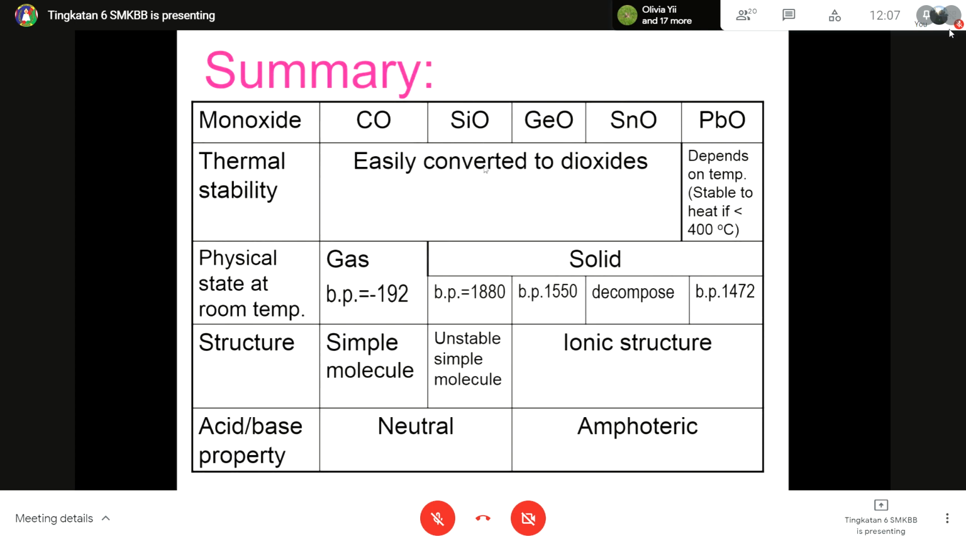Okay, physical state, of course, the rest are all solid except CO is a gas, isn't it? And then structure, of course, well, SiO in gas form definitely is a simple molecule lah, but you need to know lah, SiO at gas over 2000 degrees Celsius is not really stable because it will disproportionate back to the SiO2. See that, this three, of course, ionic structure lah. Ionic means giant structure lah. CO is a gas lah, simple molecule lah. And of course, in terms of acid-base property, of course, the first two neutral, the other three amphoteric. Okay, so that is monoxide.